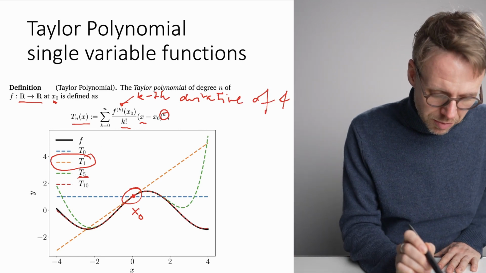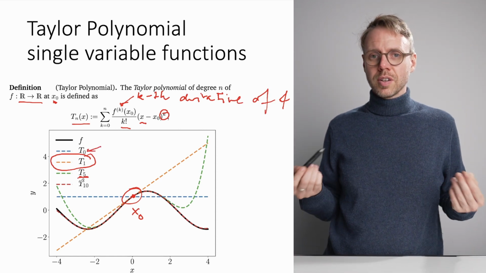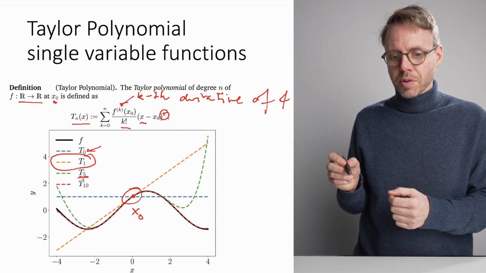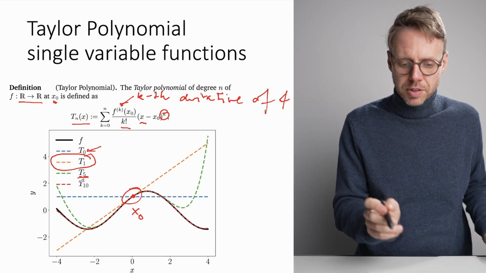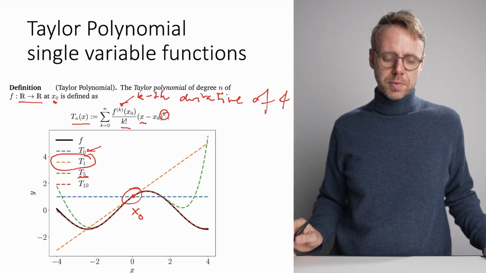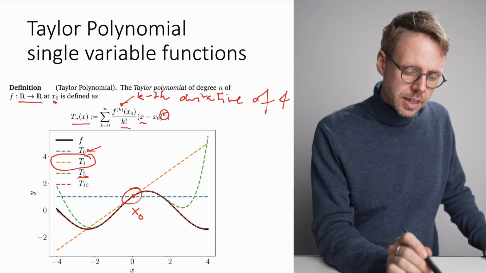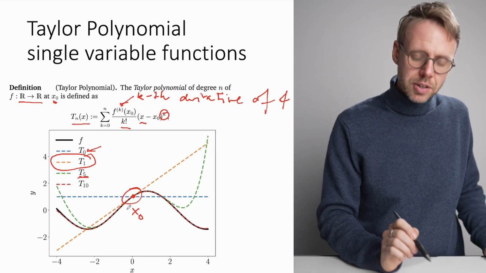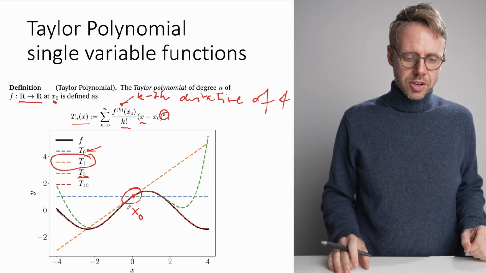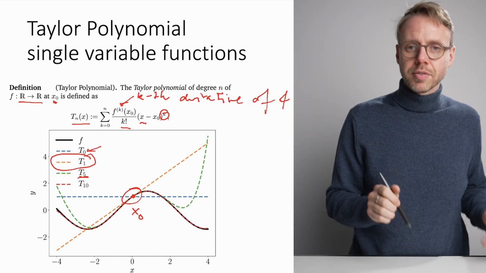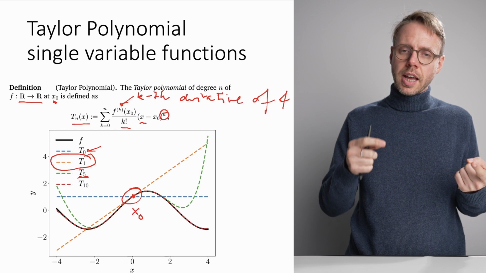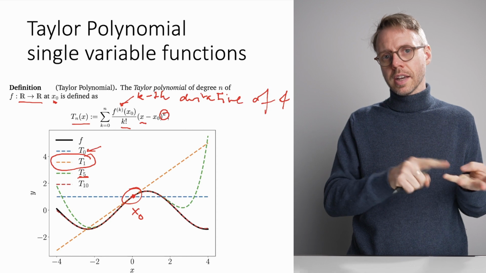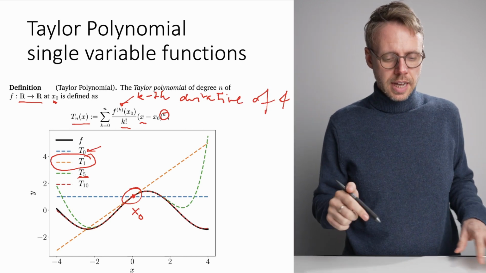So what does that mean for the T of 0, so the polynomial of degree 0? Well, in this case, the 0th derivative just means it's the function value itself. So the only thing that needs to match here is the function value. For T1, so for a polynomial of degree 1, the function value needs to match and the first derivative needs to match. Here at T5, the function value needs to match and the first derivative, the second derivative, the third derivative, the fourth derivative, and the fifth derivative, and so on.